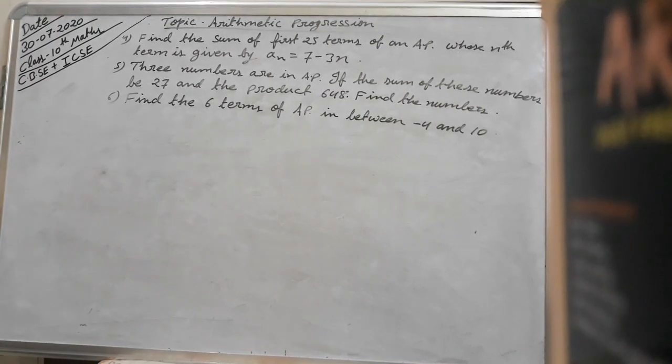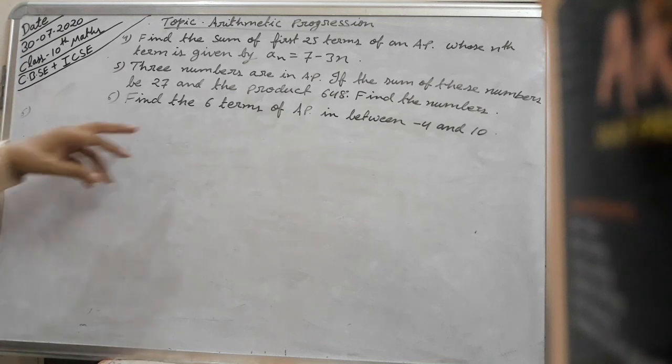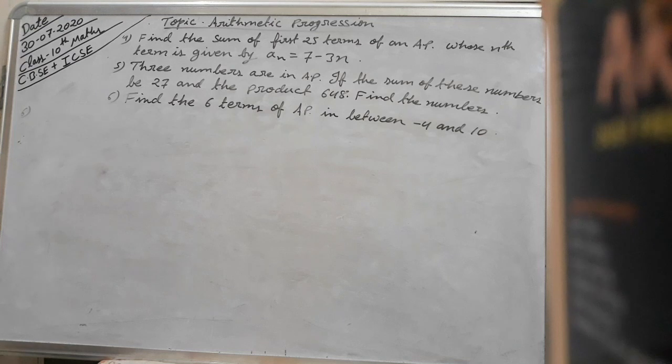Next question, fifth one, so completed. Now sixth question. Find the 6 terms of AP in between minus 4 and 10.